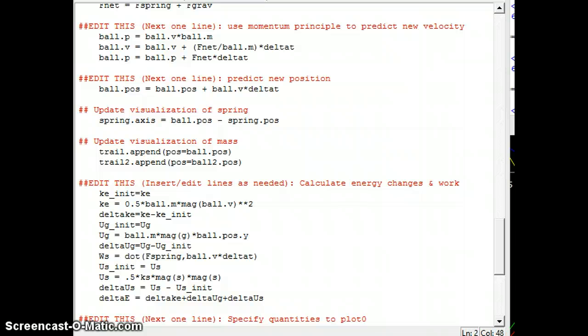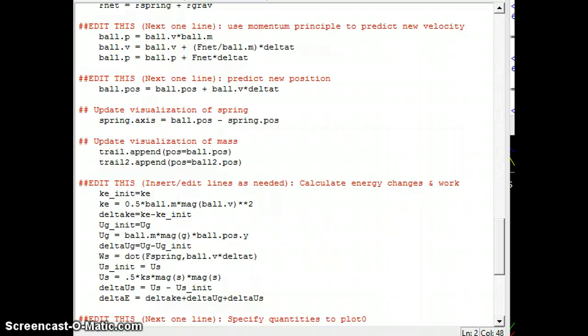I found the initial gravitational potential energy by multiplying the ball mass times the gravitational constant g times the ball position in the y direction. The initial kinetic energy was found by multiplying 1/2 times the mass of the ball times the magnitude of the velocity of the ball squared. I found the spring potential energy by multiplying 1/2 times k times the magnitude of s squared. The work done by the spring is calculated by finding the dot product of the spring force and the change in position, which is found by multiplying the velocity of the ball by delta t.